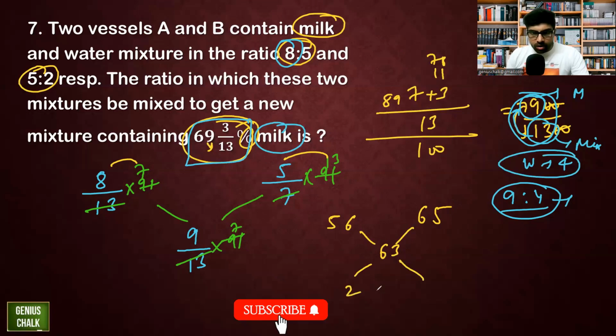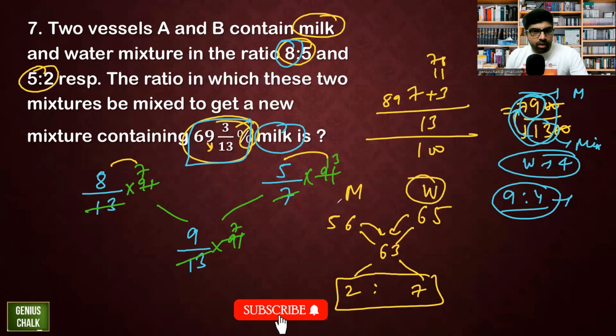Now you can just see this is 65 minus 63, 2, and this is 7. So this is the final ratio of milk and water. Right? So this is the final answer. Let's move on to the next.